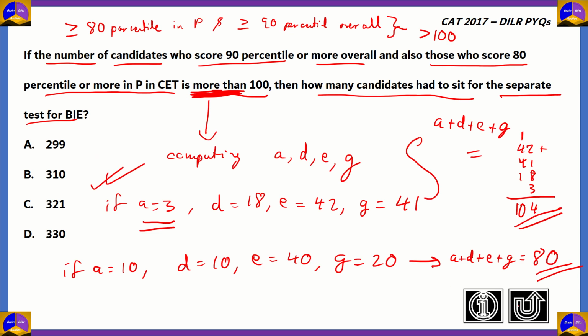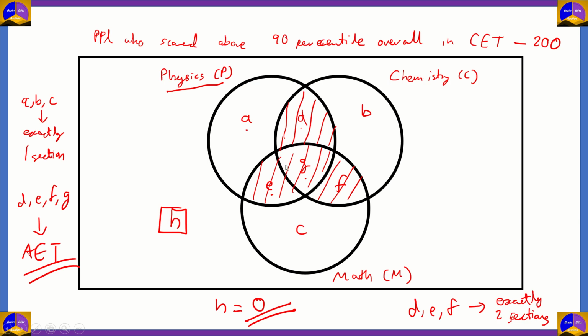Okay, so let's go back to the Venn diagram and see for ourselves. So this shaded area here represents the people who are eligible for the AET test. Now, if you look at the 4 sections, you can see that section F here, this is the section of students who scored more than 80 percentile or equal to it in both chemistry and math. Now, this means they would have scored less than 80 percentile in physics. So that means the sections D, E, and G are the students who have scored more than 80 percentile in physics and who have qualified for the advanced entrance test. So these people do not need to take the test again.